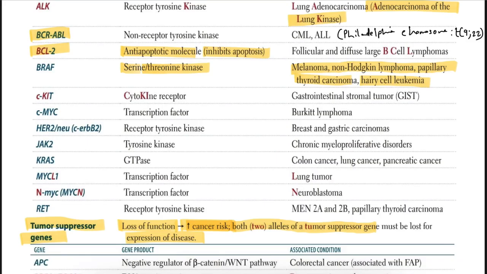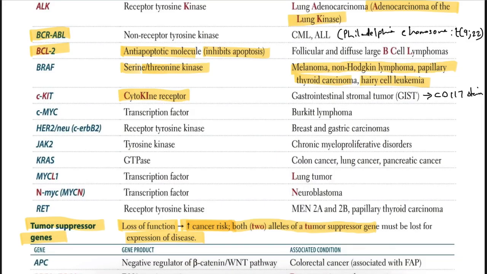Next one, c-KIT. The gene product is a cytokine receptor, and the associated cancer is gastrointestinal stromal tumor, that means GIST. Mostly this cancer is detected by CD117 stain.